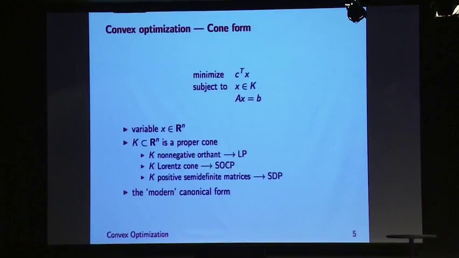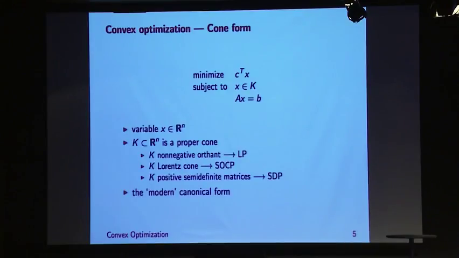I mean, it's something that would be familiar to people in, let's say, 1950. But if you swap out K and put in something else, like something involving a Euclidean norm, it's something new and different. If K is the positive semi-definite matrices, this is a semi-definite program, right? And so this has emerged as essentially the modern canonical form.